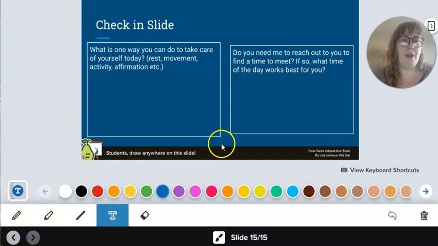On the last slide for the pear deck, I just want to do a little check-in slide. I want you to think about one thing you can do to take care of yourself today. Maybe it's restful, maybe it's a movement, maybe it's an activity or an affirmation, just something you're going to do to take care of yourself today. And another box, if you want me to reach out to you to find a time to meet and what time works best for you, if that is the case, you can answer in that box right there, okay?